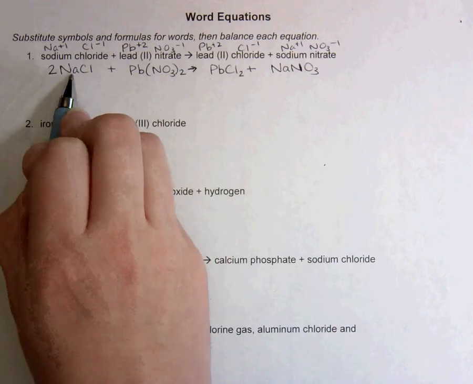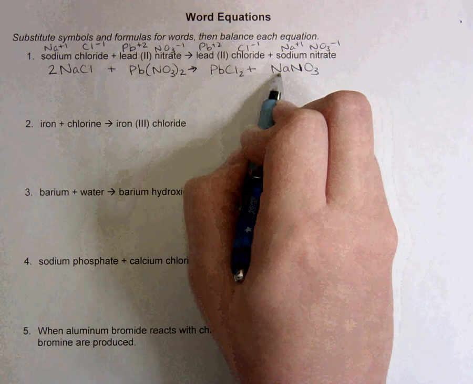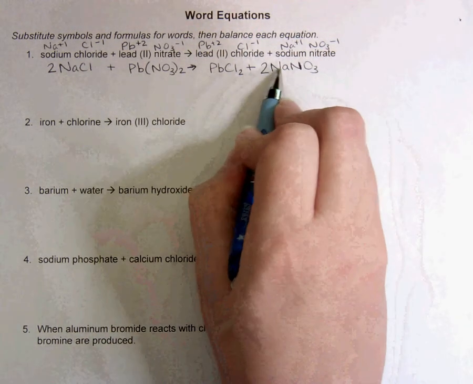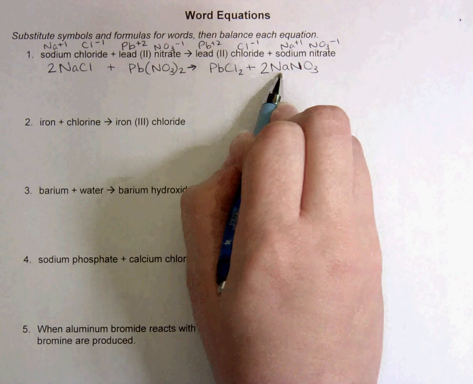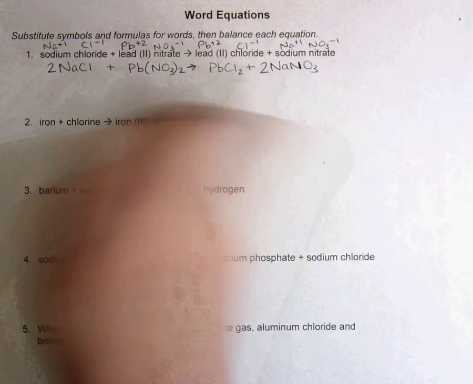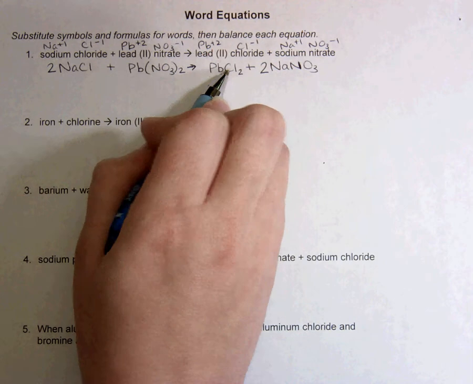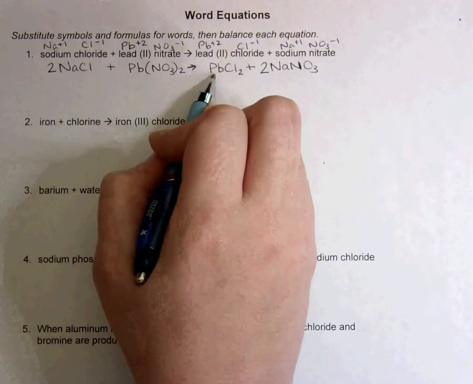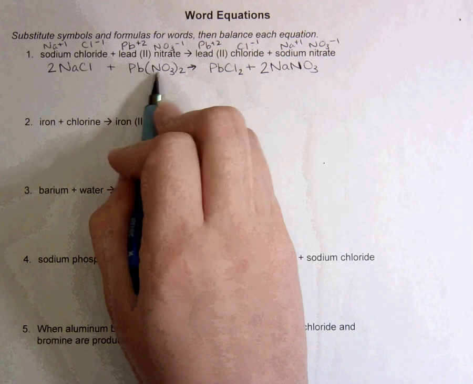Now it's not because I have a 2 in front. So I'm going to need 2 Nas on the right-hand side as well. So I'm going to put a 2 here so that now I have 2 sodiums, Na, on the right-hand side of my equation. So 2 Nas, 2 Nas, 2 Cls, 2 Cls. 1 lead, Pb, and 1 lead, Pb on the right. So that's balanced. Then I look at my NO3s.